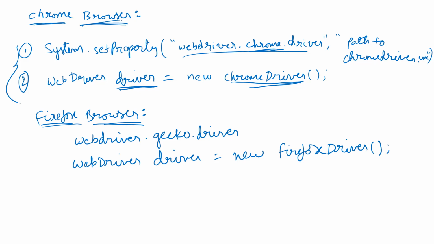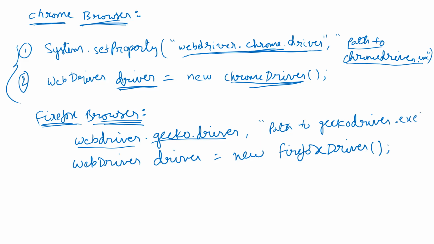So in Chrome driver, we have used System.setProperty webdriver.chrome.driver, and we have used the path for chromedriver.exe. In case of Firefox browser, we use webdriver.gecko.driver and the path to the geckodriver.exe file. In case of Chrome browser, for the driver object, we use new ChromeDriver. In case of Firefox browser, we use new FirefoxDriver here.